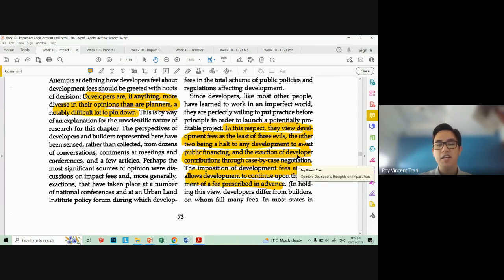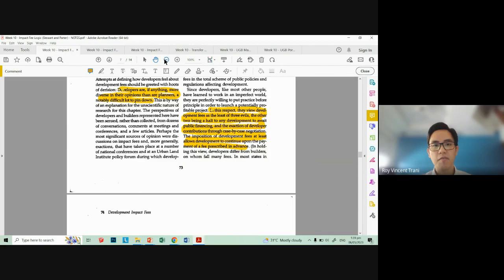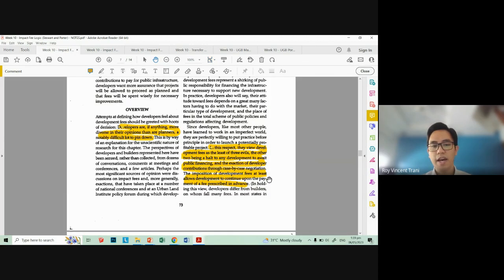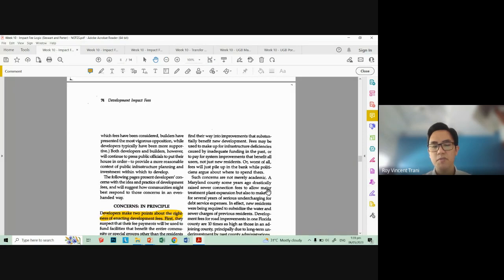So this is basically, from what I understand, their funding will be examined case by case for the different aspects of their project. So the imposition of development fees at least allows development to continue upon payment of a fee prescribed in advance. So from the developer's point of view, as long as a project continues, they'll be happy.